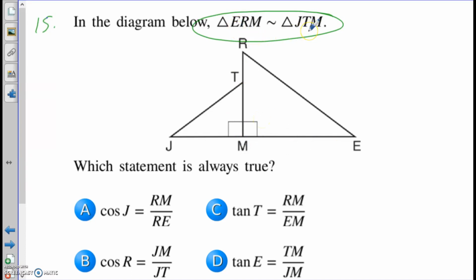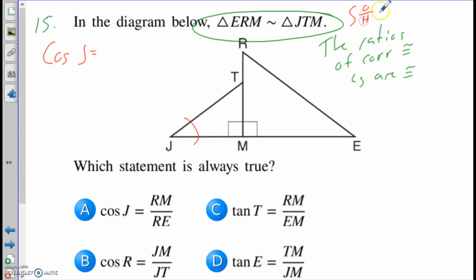Well, the issue is when triangles are similar, corresponding angles are congruent. Let me write that. Cosine J. And remember from the last video, I think, sine is opposite over hypotenuse, cosine is adjacent over hypotenuse, and tangent is opposite over adjacent. Cosine J is adjacent to J, which is JM, over the hypotenuse of this triangle, JT. Well, J is the first angle here, and these triangles are similar, which means it's congruent to the first angle here.